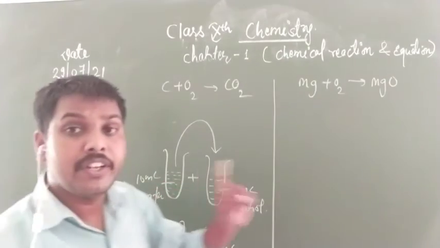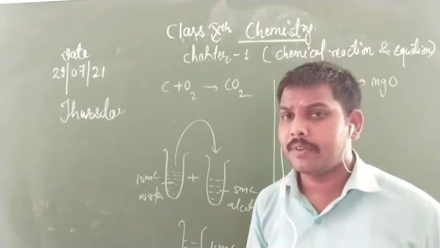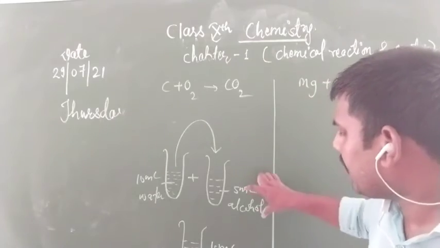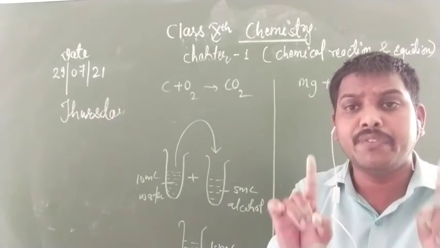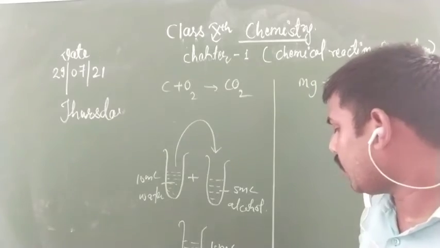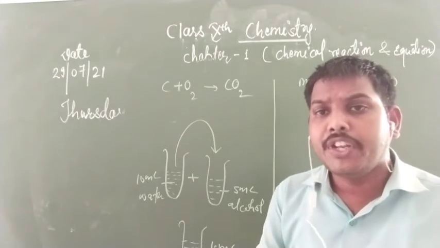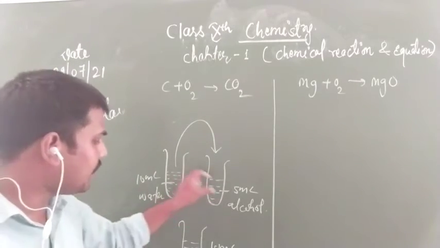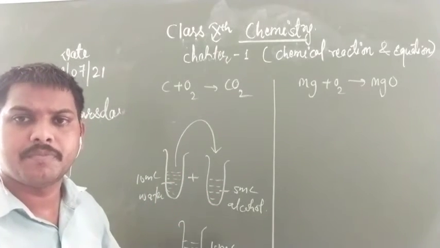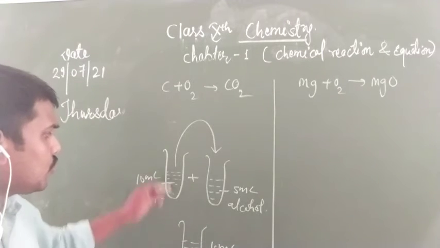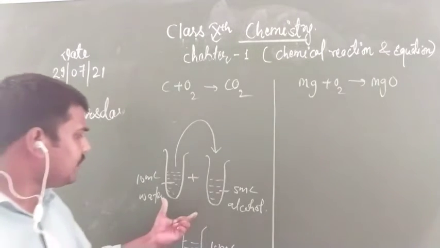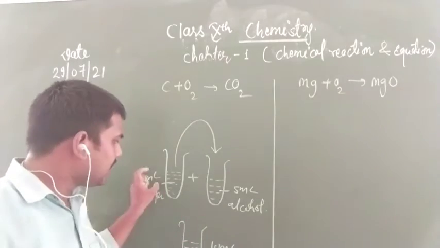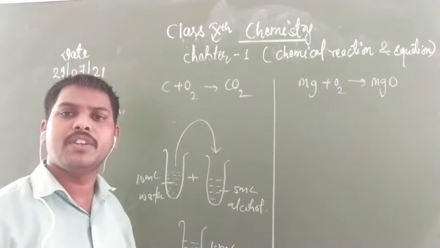This has been made by nature. So try to understand: when 10 ml water is mixed with 5 ml alcohol, it gives only 15 ml of alcohol plus water. Means no mass is changed. You have taken 10 plus 5, this will be 15. Clear everyone? In the same way, reactant is equal to product. 10 plus 5, 15. There is also a 15.